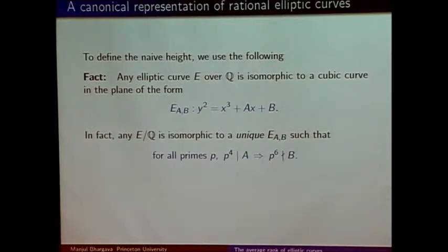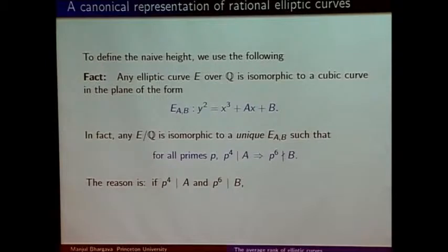And in fact, any elliptic curve over Q is isomorphic to a unique such E_{a,b} that satisfies the following condition: for all primes p, if p^4 divides a, then p^6 doesn't divide b. In that way, you have a canonical form for every elliptic curve over Q, namely you write it as y^2 = x^3 + ax + b, where a and b satisfy this minimality condition at every prime.